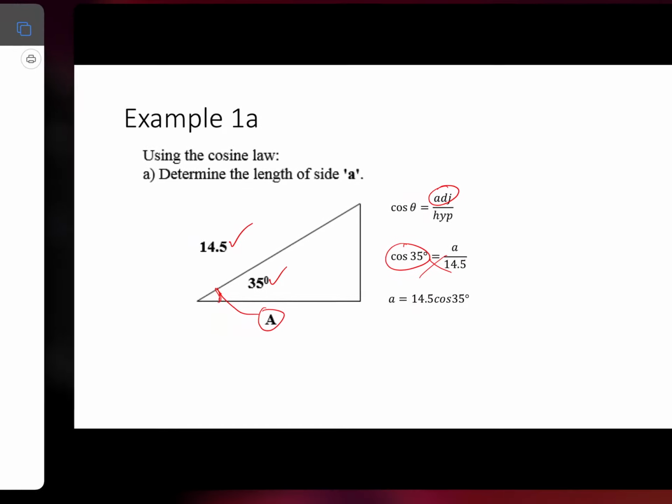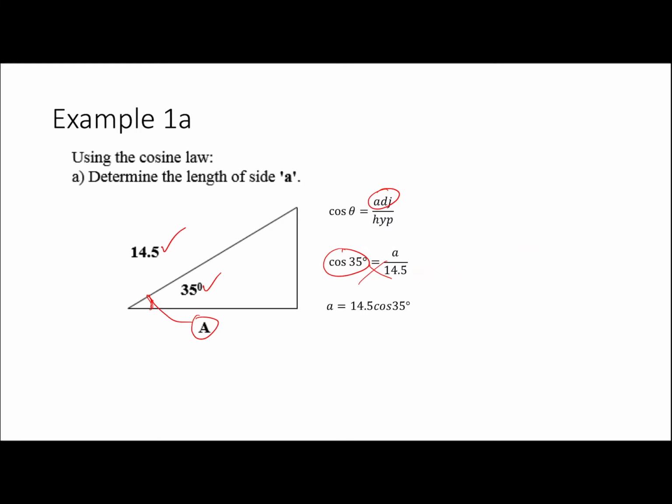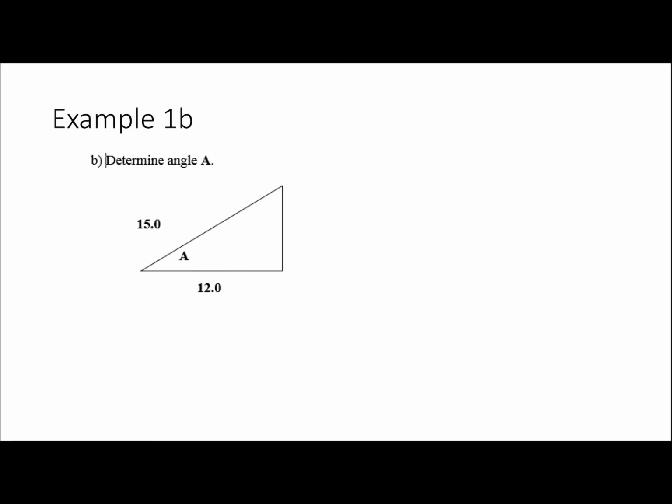How do we solve for A? Well, 14.5 times cos of 35. 14.5 times cos of 35. 11.87 or 11.88. And that's our answer. Simple as that.